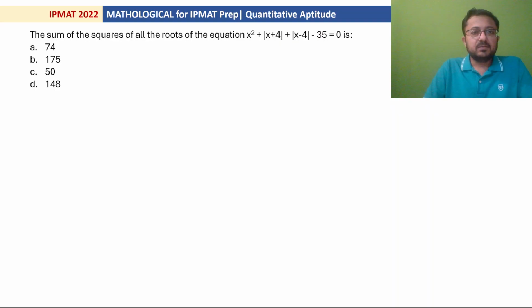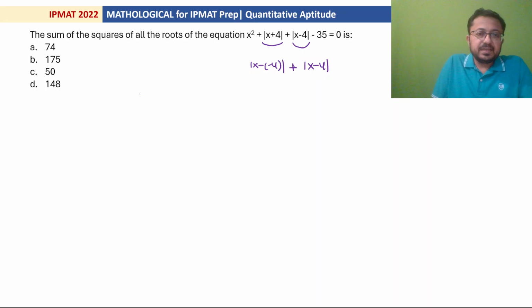Next question. Sum of the squares of all the roots of the equation x square plus mod of x plus 4 plus mod of x minus 4 minus 35 equal to 0. Sum of the squares of all the roots of the given equation. Okay. So we have two modulus here, mod of x plus 4 and mod of x minus 4. So critical points are minus 4 and 4. Distance of x from minus 4 plus distance of x from 4.